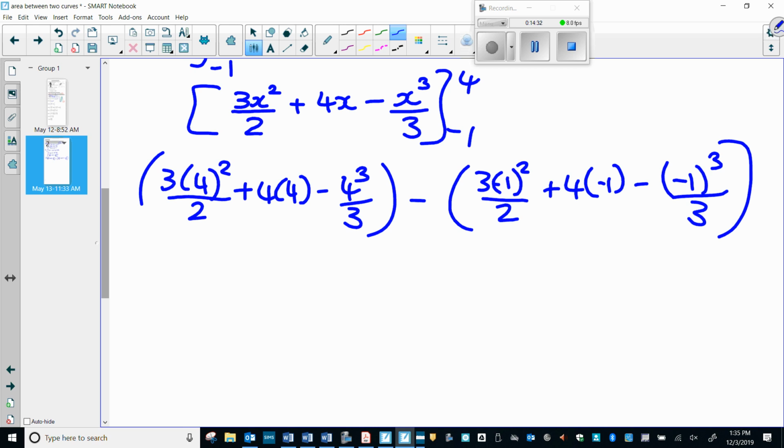So 4 squared is 16, times 3. 16 and 16 is 32. 32 plus 16 is 48. So it's 48 over 2. Plus 4 times 4, that's 16. And then we've got minus 4 cubed.